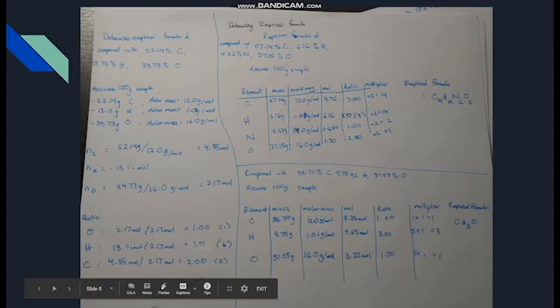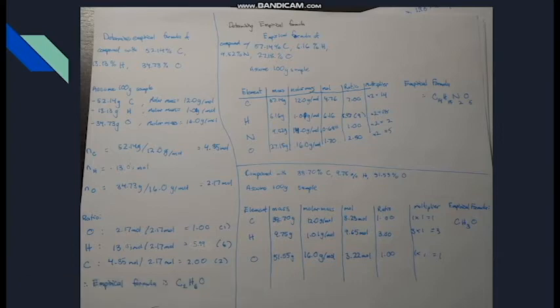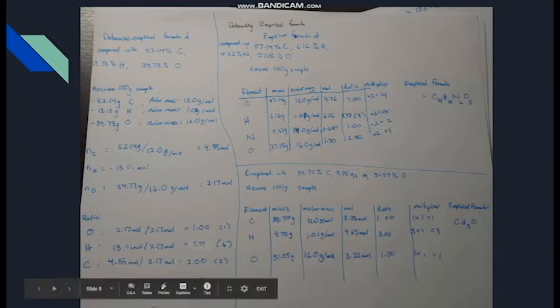3.23 moles for carbon, 9.65 moles for hydrogen, 3.22 moles for oxygen. Making the ratio, 3.22 is the lowest. We get a 1.00 for oxygen, 1.00 for carbon as well after rounding, and 3.00 for hydrogen. So these have a multiplier of 1 because we don't have to multiply them at all to get a whole number, as they're already whole numbers. Therefore, the empirical formula is going to be CH3O.